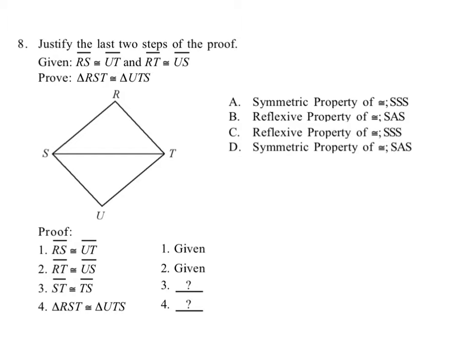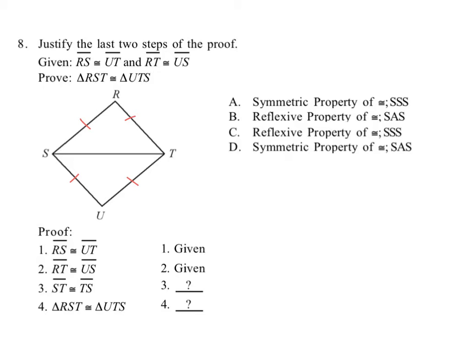Okay, they're trying to prove the two triangles congruent, and I'm going to mark some things that they've given us. They've given us that RS is congruent to UT. That was given, and you can see down here, what they're asking us for is the missing step, what the justifications are. And they give us that RT is congruent to US.